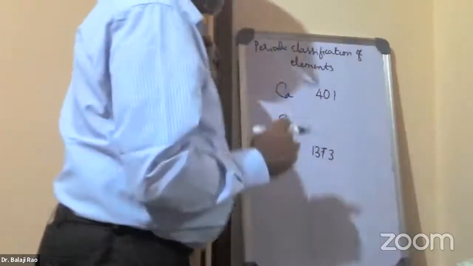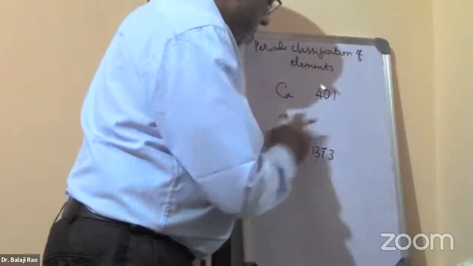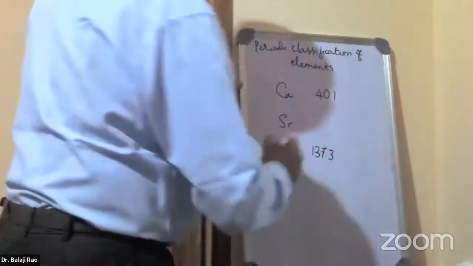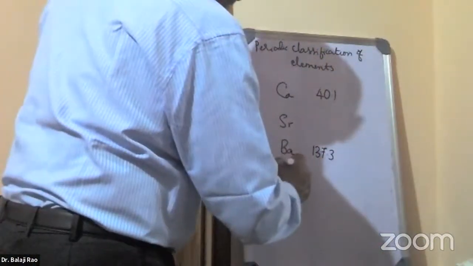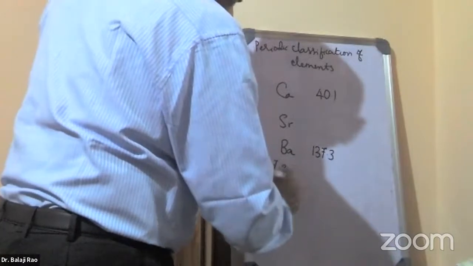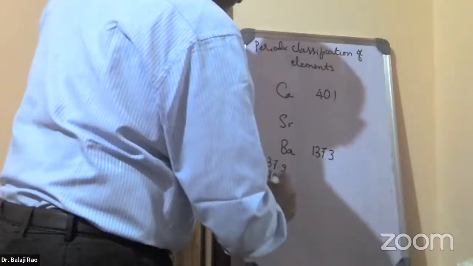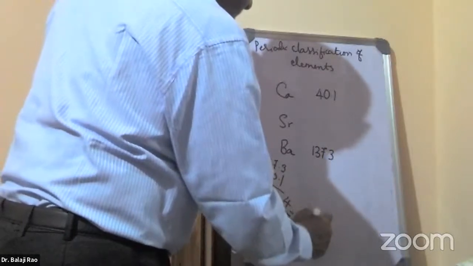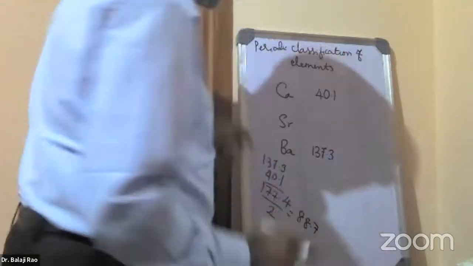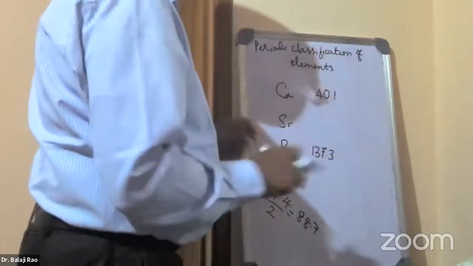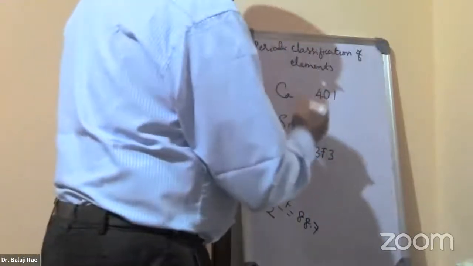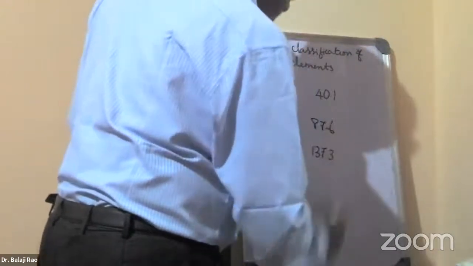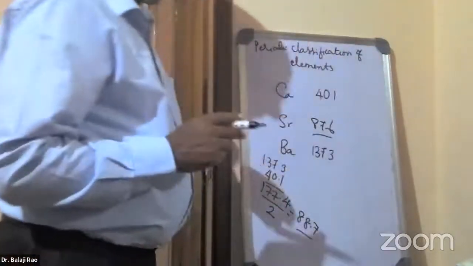By Dobereiner's calculations, the atomic mass of strontium should be the average of these two. Let us see what we get here. Let me add 137.3 to 40.1. I would get 177.4. Divide this by 2, I get a value of around 88.7. Actually, the atomic mass of strontium happens to be 87.6, very close to what was predicted.